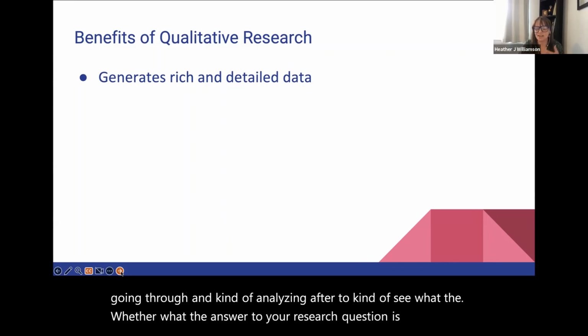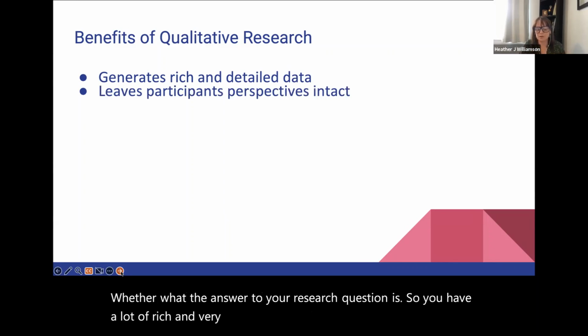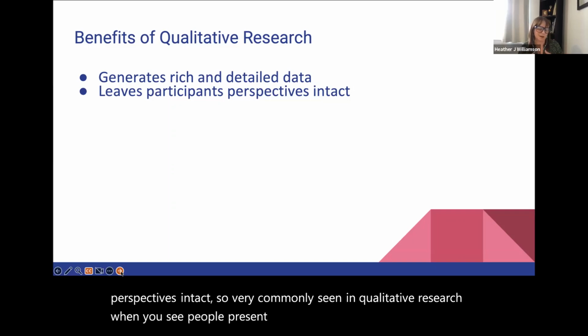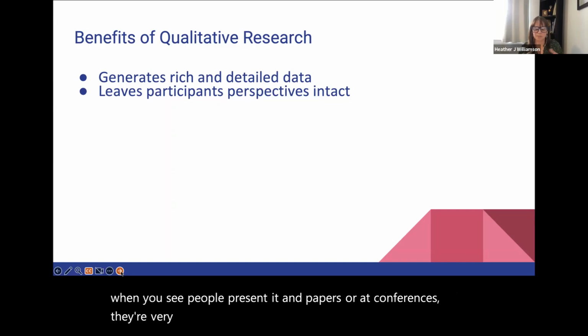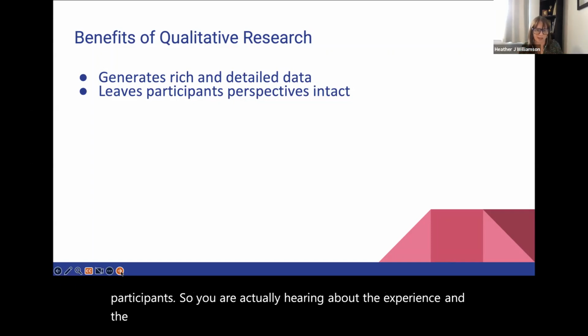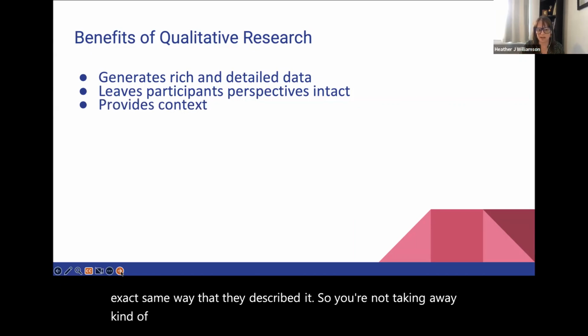So you have a lot of rich and very detailed data. You're leaving the participant perspectives intact. Very commonly seen in qualitative research, when you see people present it in papers or at conferences, they will commonly be showing you direct quotes from participants. So you are actually hearing about the experience in the exact same way that they described it. You're not taking away any voice from the participant in that way.